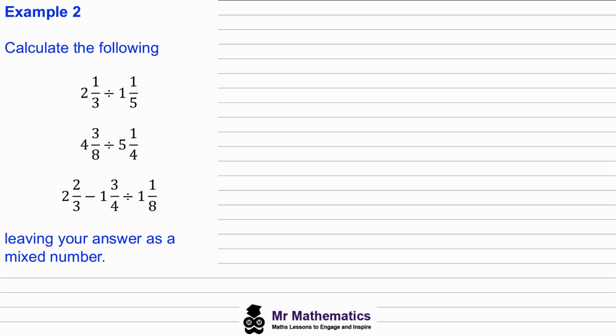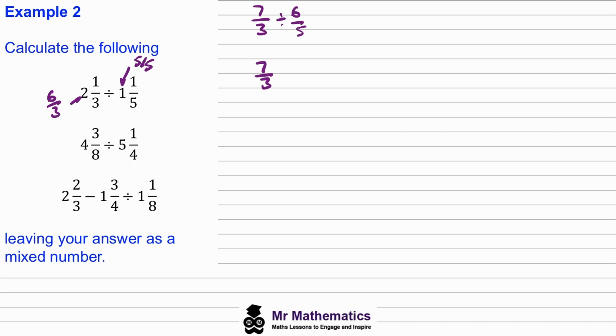Okay, so welcome back if you had a go. So we know this 2 is 6/3, and we'll add it to the 1/3 and we'll get 7/3. The 1 is 5/5, add it to the 1/5. So we're dividing this by 6/5.